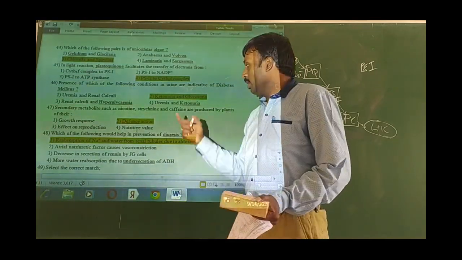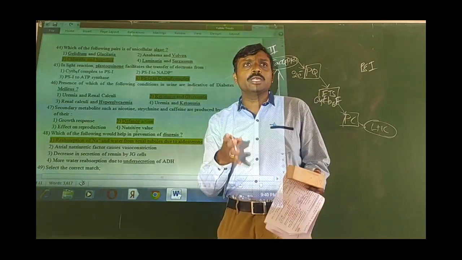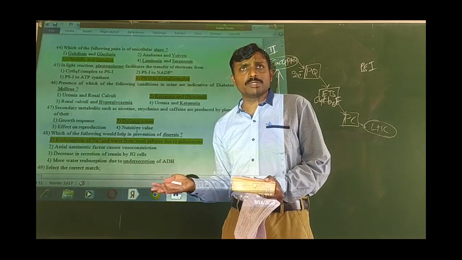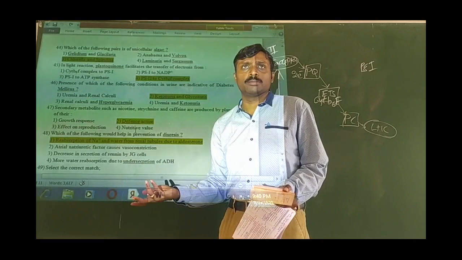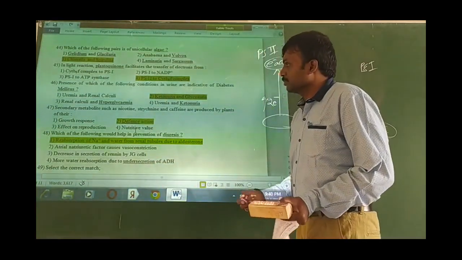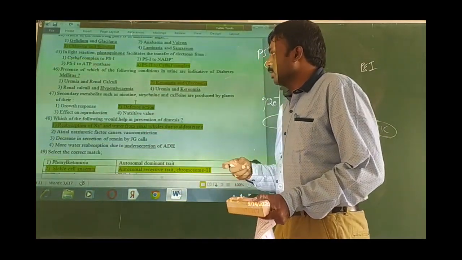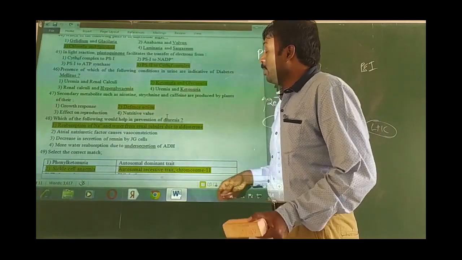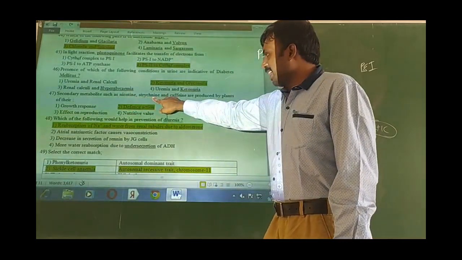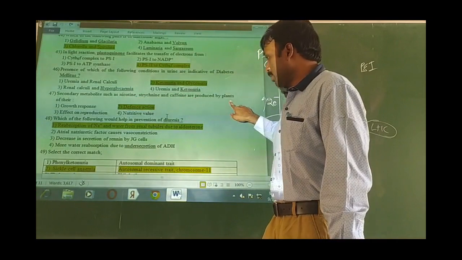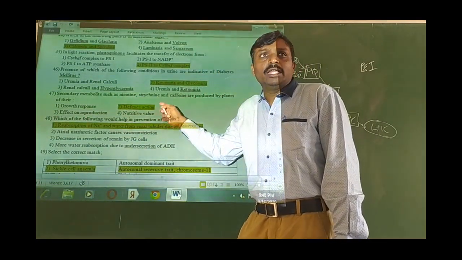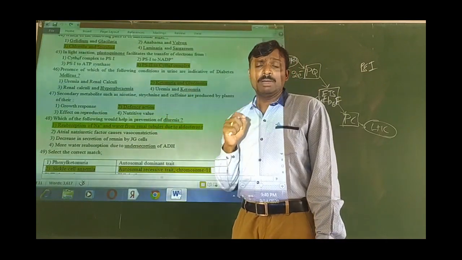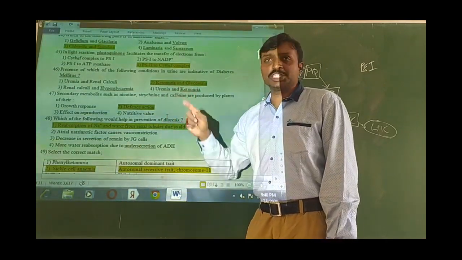mellitus. Okay. Then why are these residues remaining in the urine? Why are they not absorbed? It is due to the failure of production of insulin in that person. Okay. Next, moving on to the 47th question. Secondary metabolites such as nicotine, strychnine, caffeine are produced by plants for their defense action. Okay, so this is also again from the biomolecules chapter, defense action.